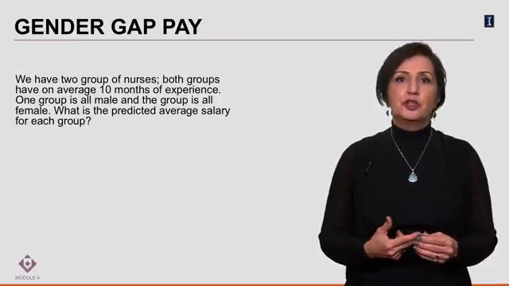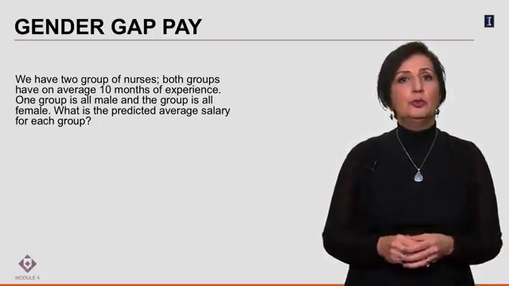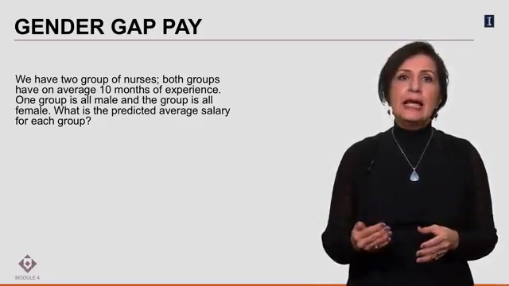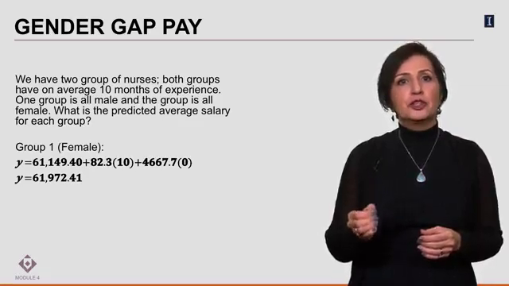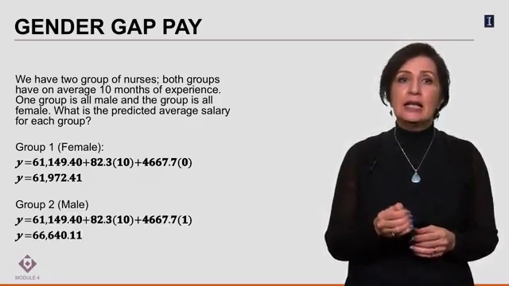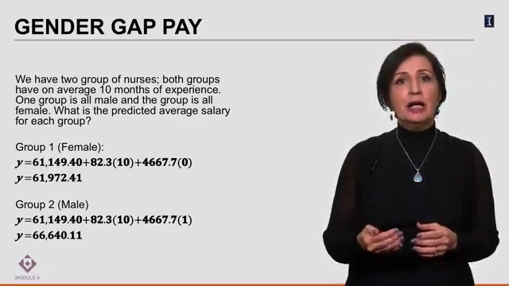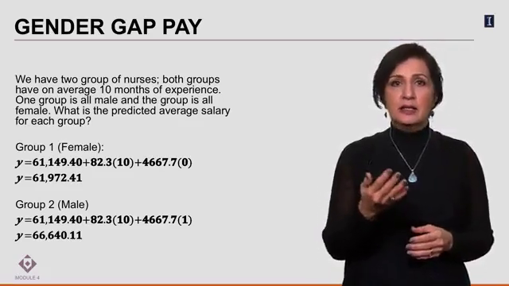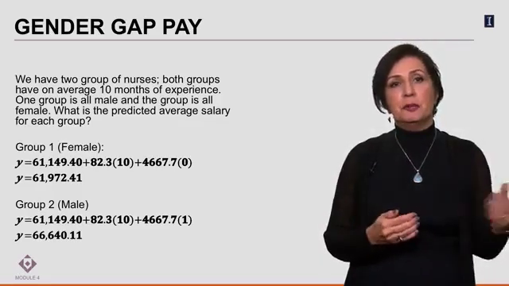Now let's use the equation. We have two groups of nurses. Both groups have on average 10 months of experience. One group is all male and one group is all female. What is the estimate of average salary for each group? Placing 10 in x1 and 0 in x2, predicted salary for female nurses will be about $61,972. And placing 10 in x1 and 1 in x2 for male nurses, the expected salary for male nurses is about $66,640, which again is the $4,667.70 more than the female nurses.